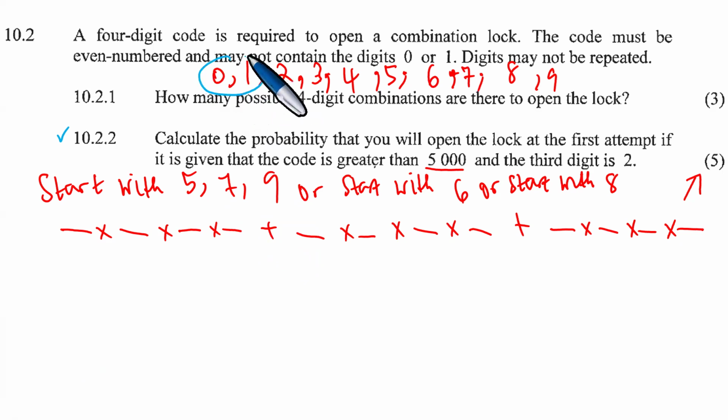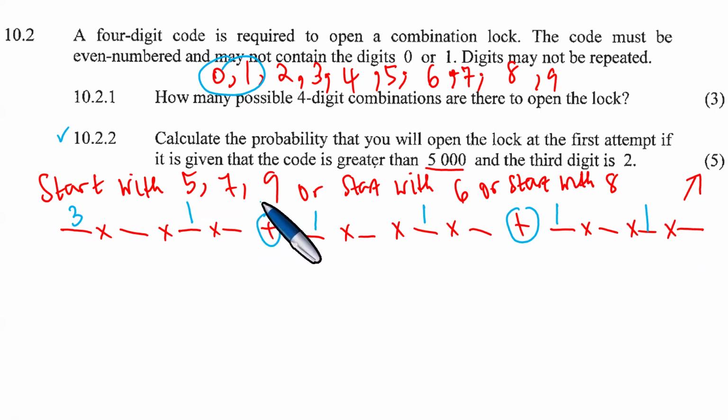But look, the 0 and 1 from the digits are out of the picture. If you start with 5, 7, or 9, you would have 3 choices. This is the plus, it sort of forms a separation. Now you have a 4-digit code, 1, 2, 3, 4. You can start with 5, 7, or 9, or you can start with a 6, so you have one choice, or you can start with an 8, so you have one choice. But the third digit is 2, so there's only one choice for that digit.